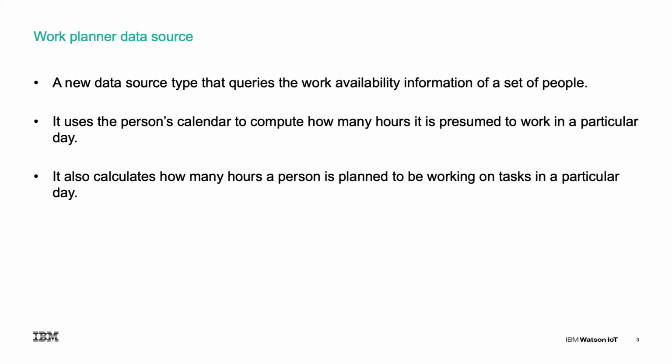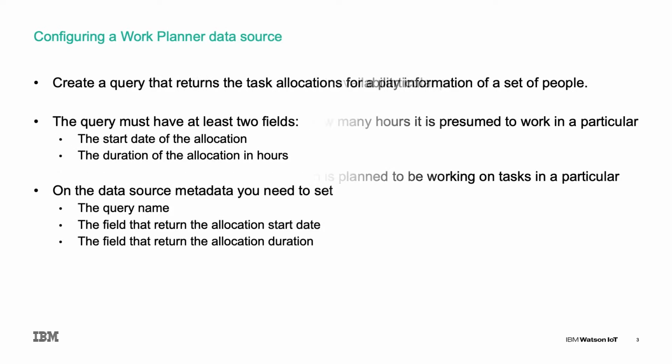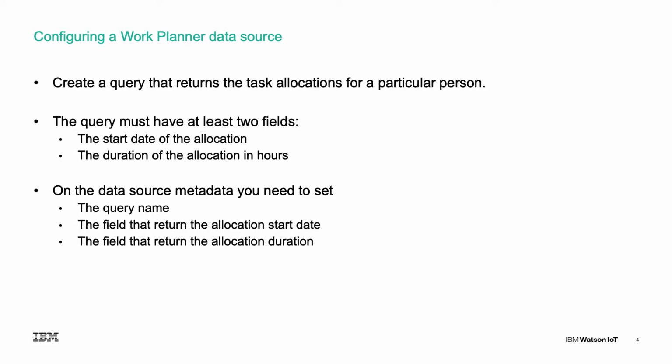The 3.6.0.3 fixpack adds a new data source type named Work Planner. This new data source enables the application to query the work availability information of a set of people. The Work Planner data source uses the people calendar and a query to calculate the availability information. The Work Planner data source extends the query data source.